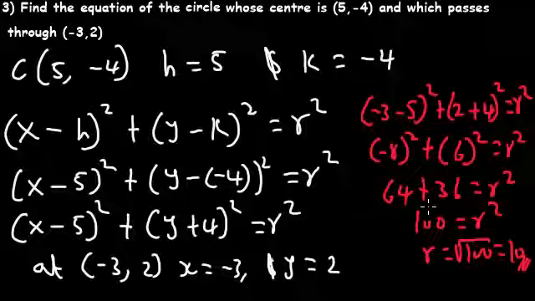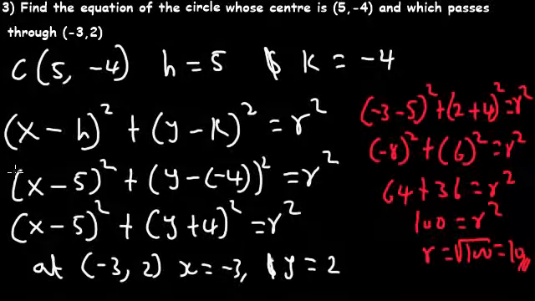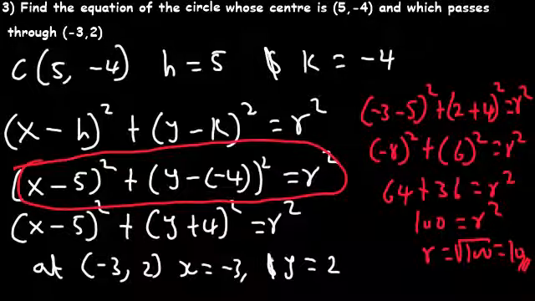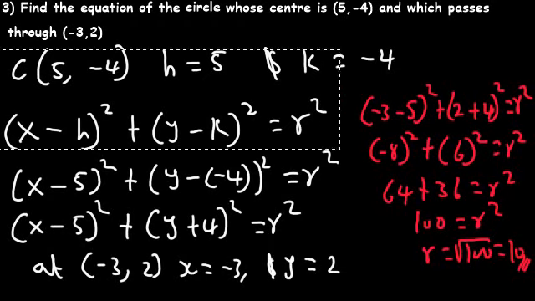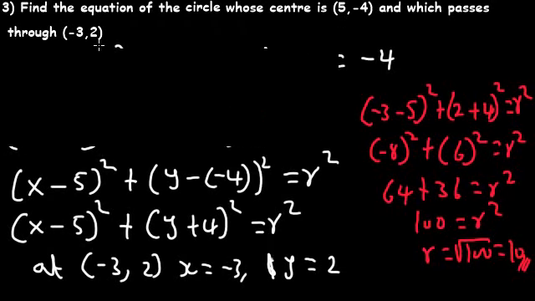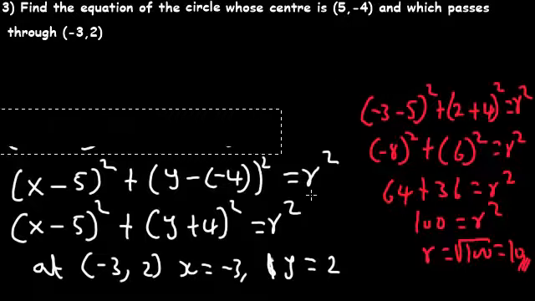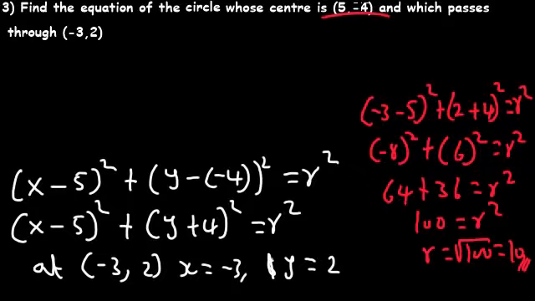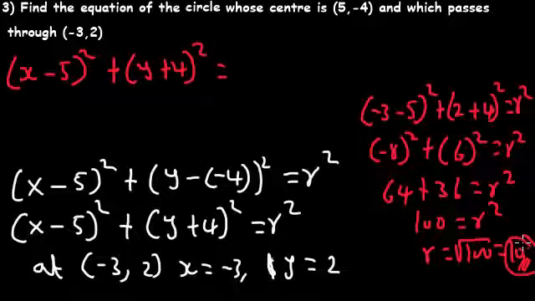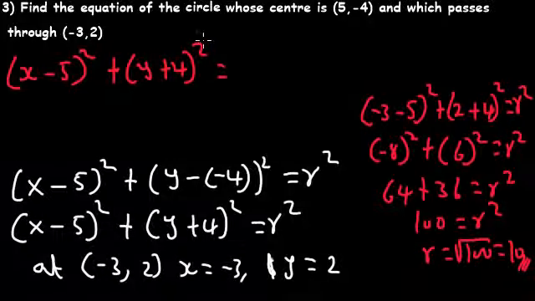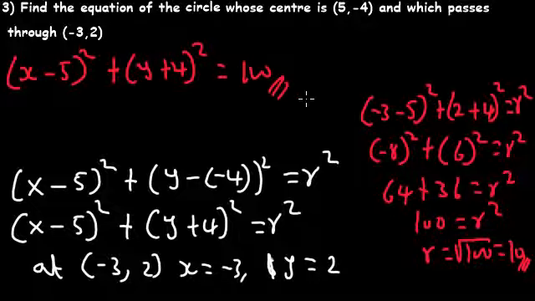So if that is the case, we can now find the equation of the circle. The goal is just to substitute the value of r. And here we go. Therefore, the equation of the circle that is centered at (5, -4) and passes through (-3, 2) will be (x - 5)² + (y + 4)² = 100, since the radius is 10 and r² is 100. That is our final answer.